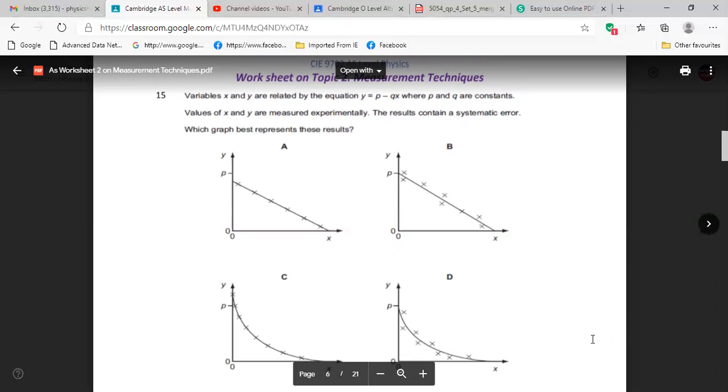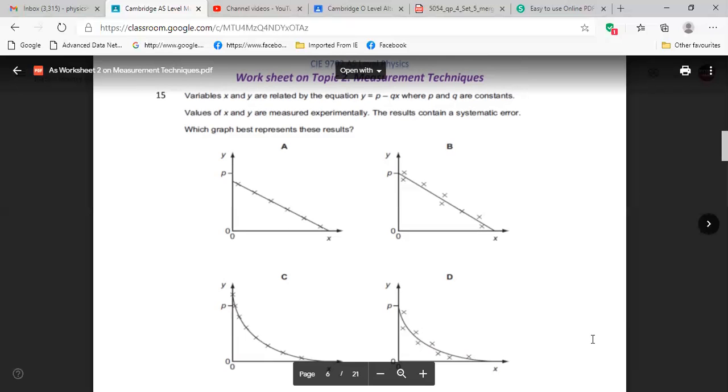Then a and b you compare. Is this A? Yes, very good. Why are you thinking A? It was just a hunch, sir. I just guessed it was A. Oh, you guessed.